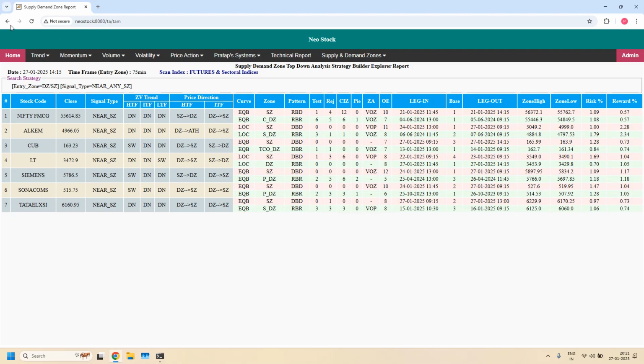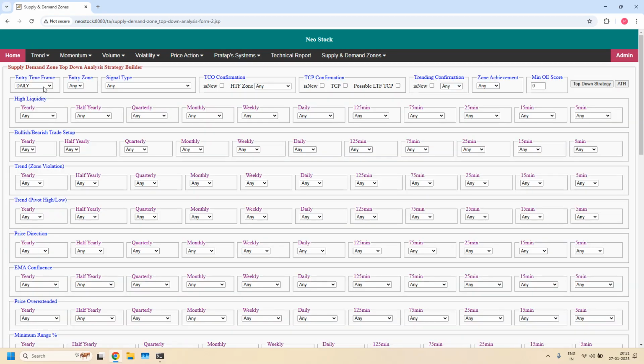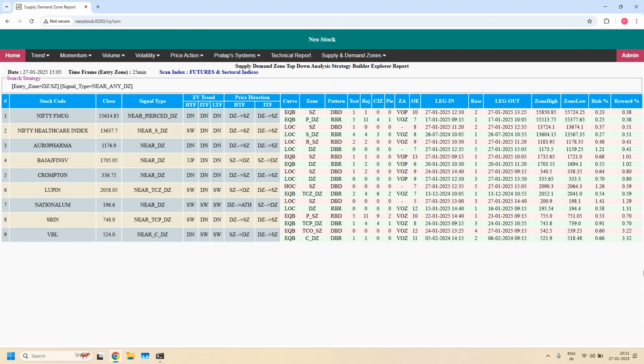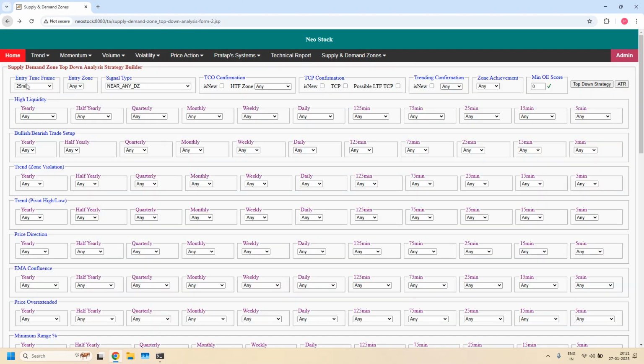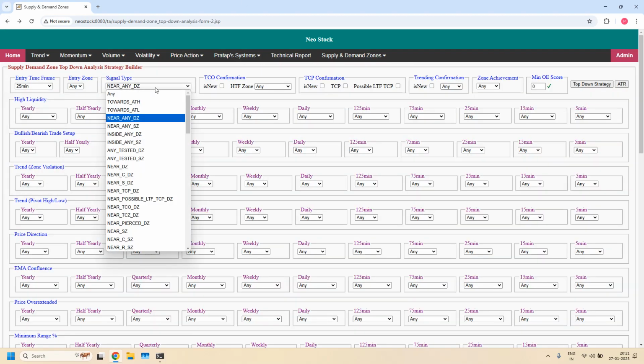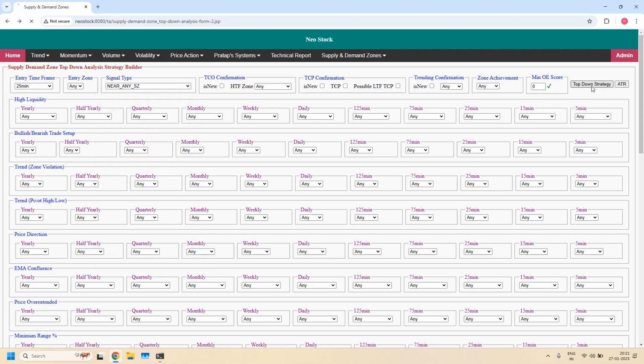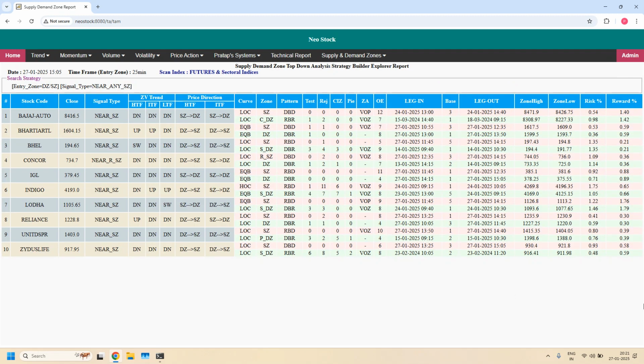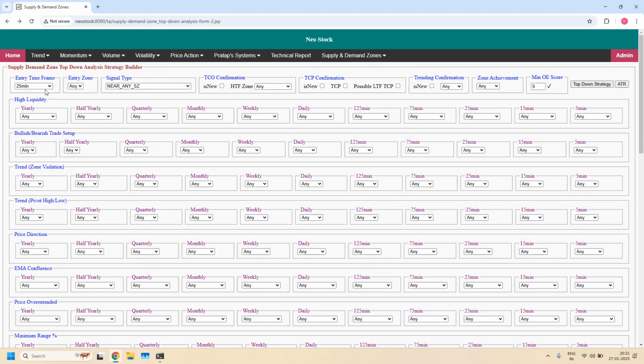So next time frame is 25 minutes. Stocks near 25 minutes demand zone. 9 stocks are filtered. Next 25 minutes time frame, stocks near 25 minutes supply zone. We got 10 stocks. Next time frame is 15 minutes. Stocks near 15 minutes demand zone.